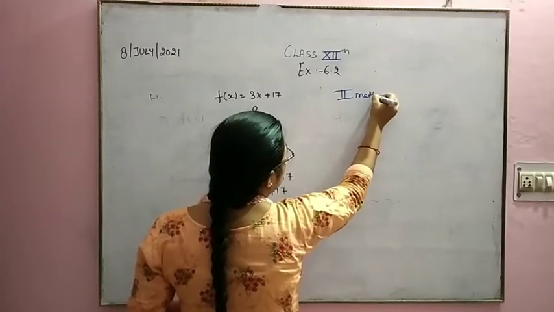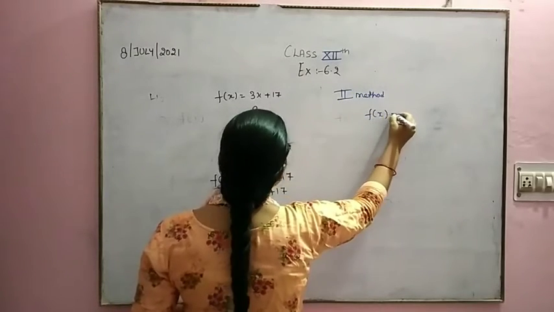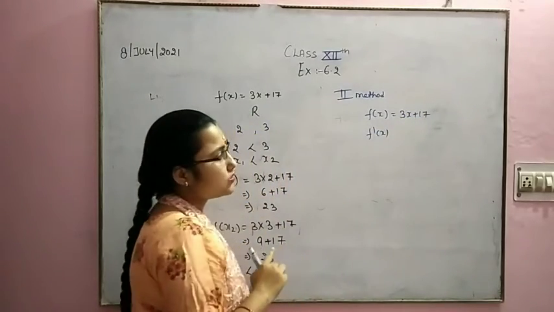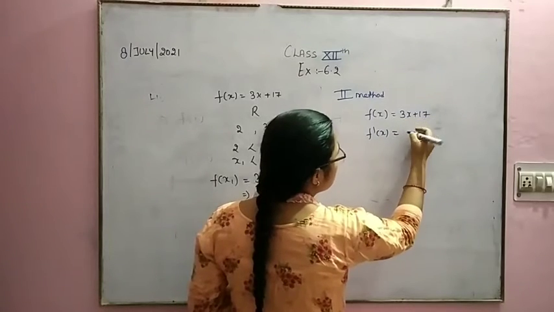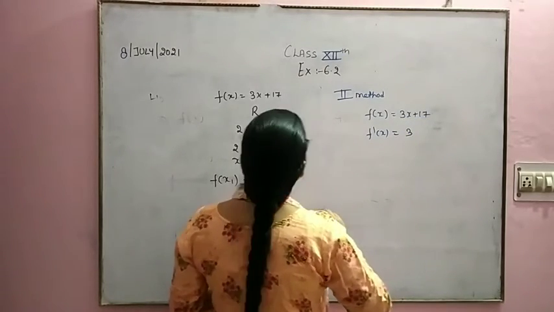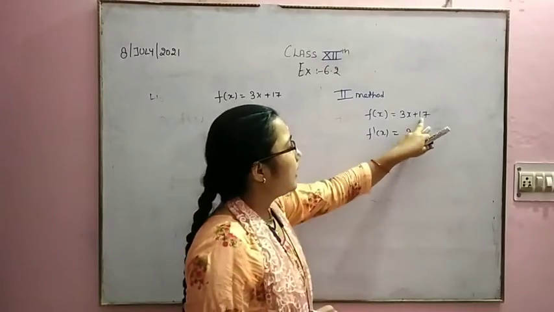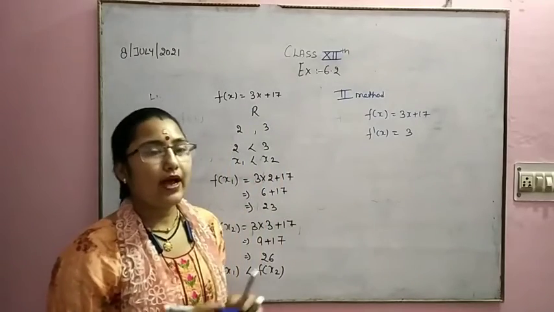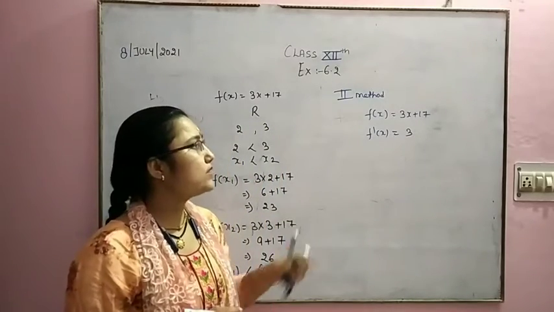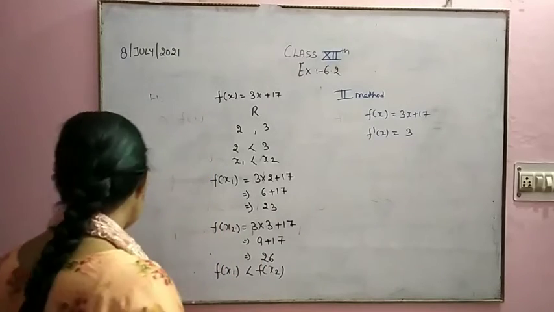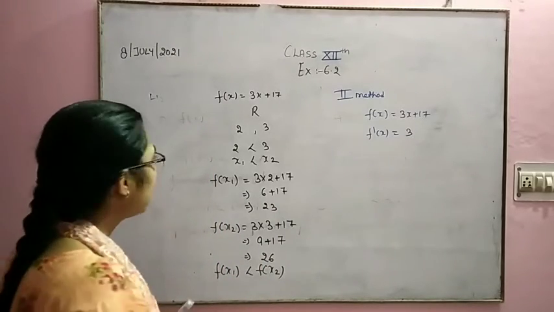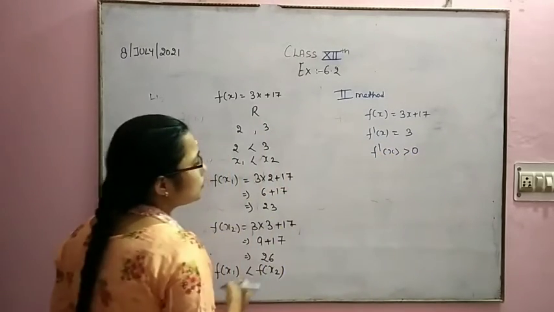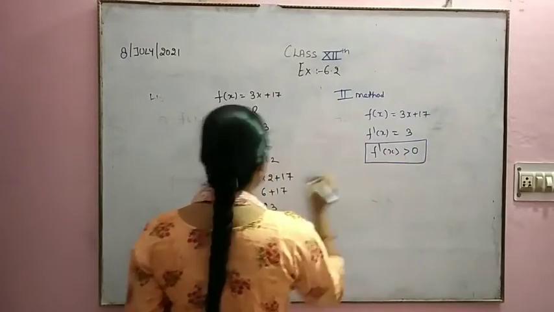According to the second method, if we have the function 3x + 17, firstly find the derivative of the function. The derivative of 3x we get 3, and the remaining is 17. If f'(x) is positive for any value in R, that means the function is an increasing function. Correct? So here we get f'(x) is greater than 0. So that means the function is an increasing function.